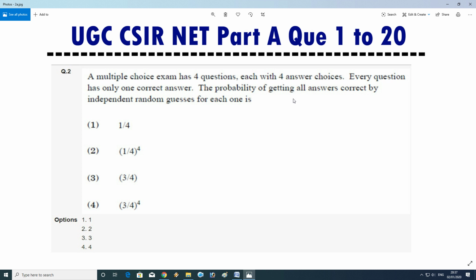Second question: a multiple choice exam has 4 questions, each with 4 answer choices. Every question has only one correct answer. The probability of getting all correct by independent random guess of each one is, so answer is second, 1:4:4.